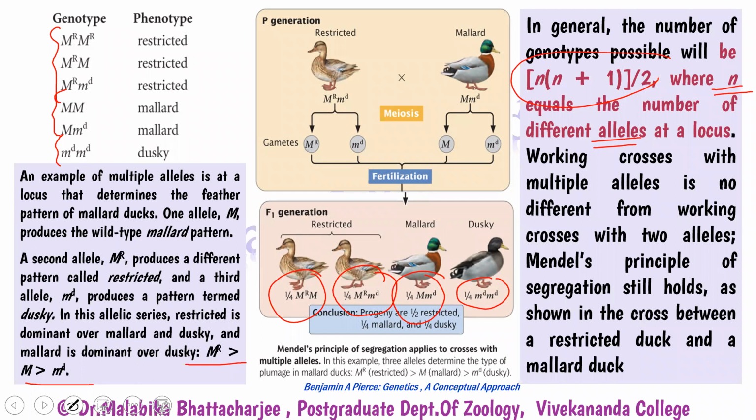So this is a generalized formula for the number of genotypes that can be obtained for a given number of alleles at a particular locus. Remember, working crosses with multiple alleles is very similar to doing it with 2 alleles. Mendel's principle of segregation still holds because the alleles are segregated independent of each other.